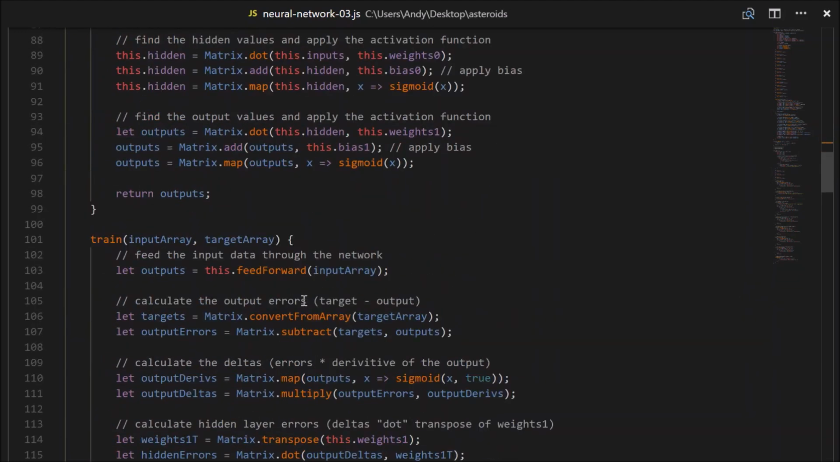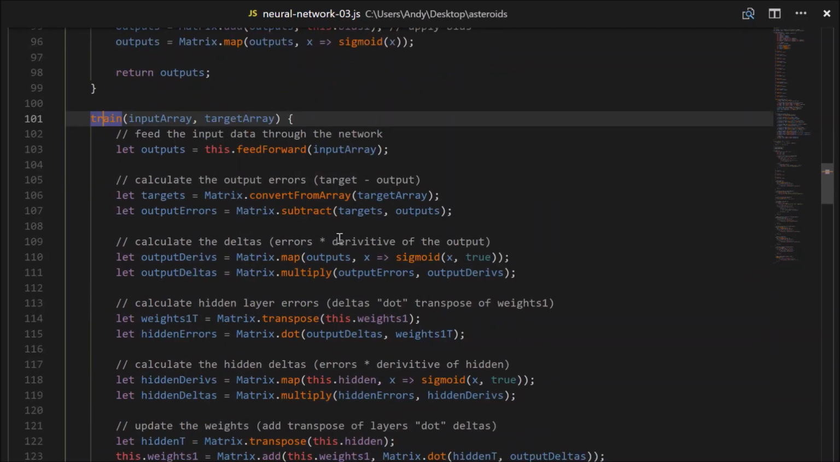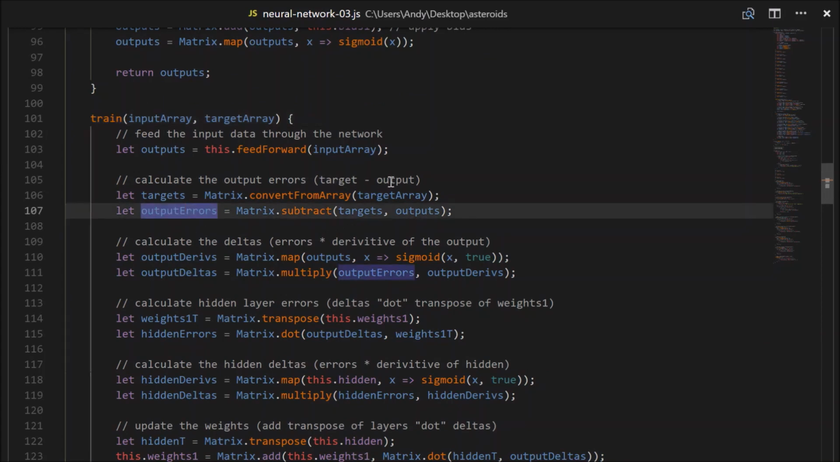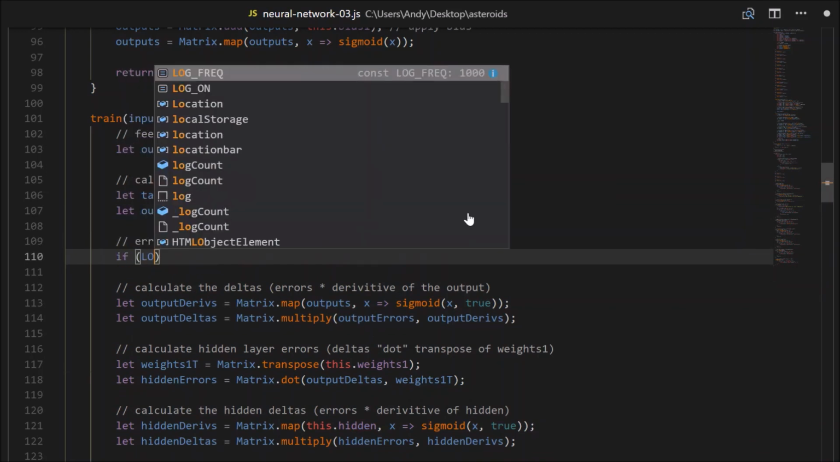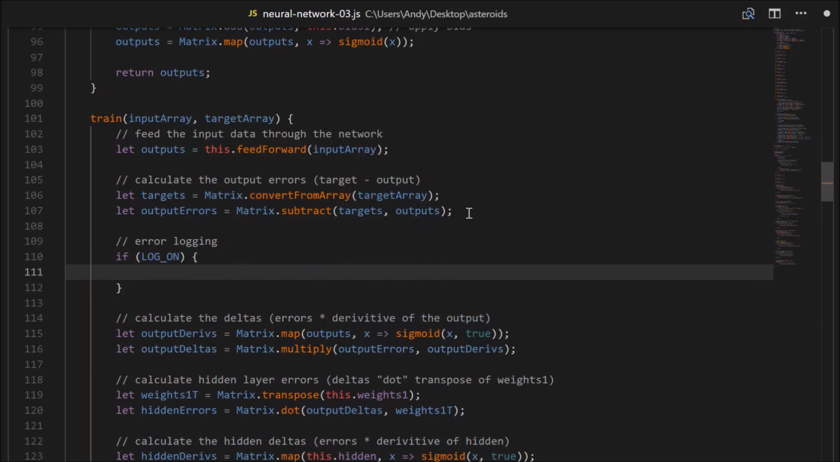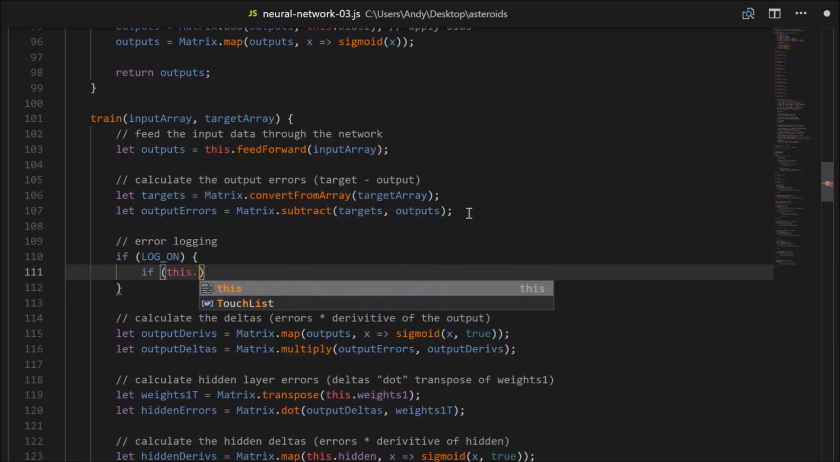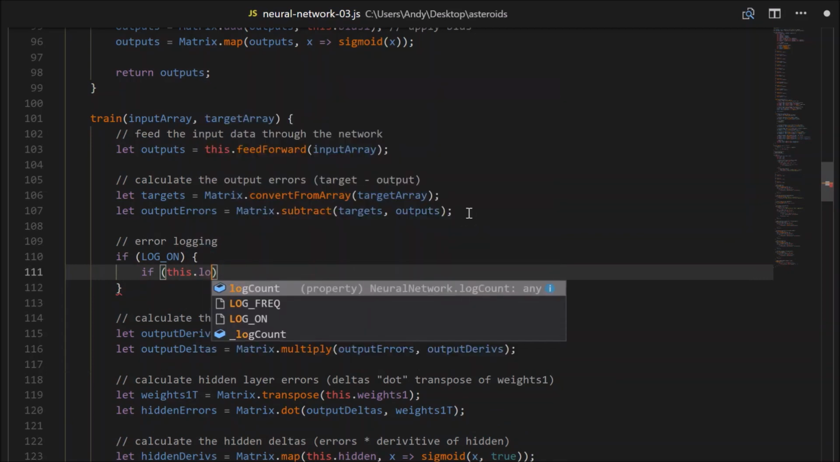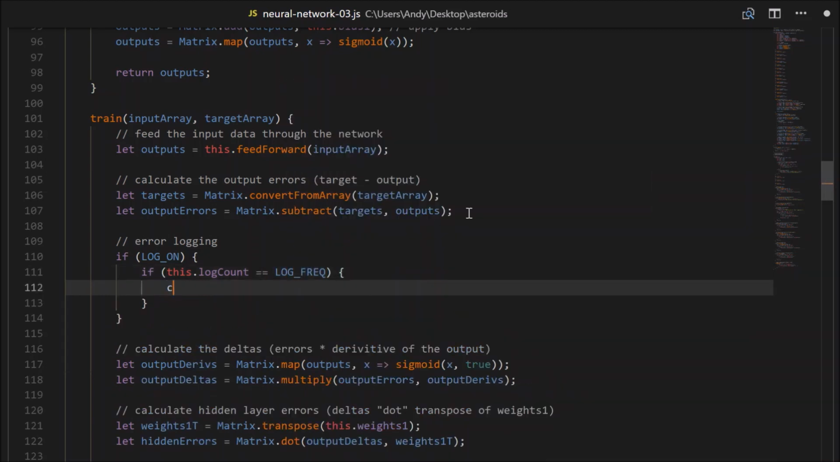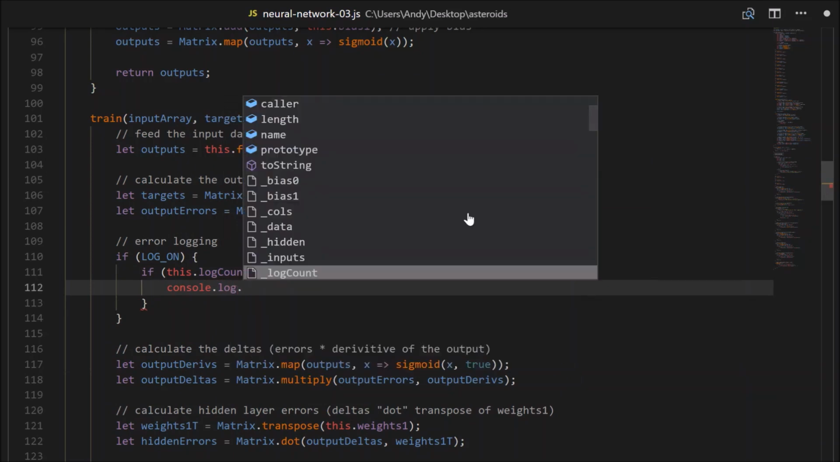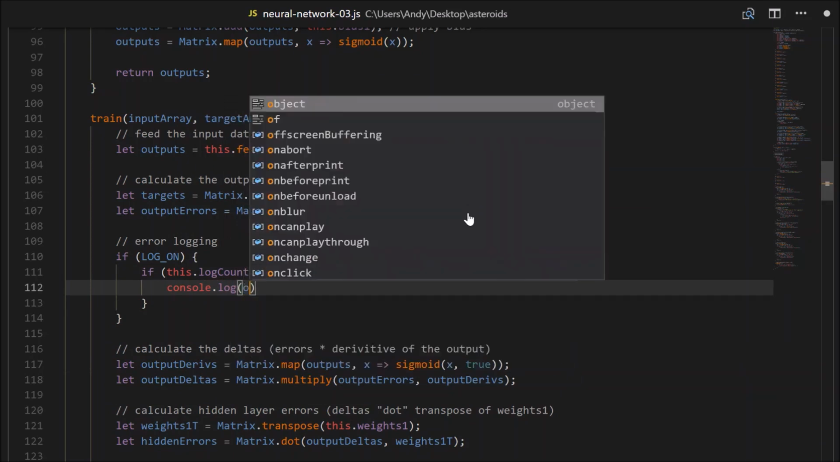Head down to our train function. Now, what's the most appropriate thing to output here? I'm thinking the output errors, because the output errors are simply the target minus the output. So if the target's 1 and the output's 0.7, then the error is 0.3. It's easy to understand. So let's do our error logging here. If log on, and if this.log count equals the log frequency, well, let's do a console output. So console log output errors.